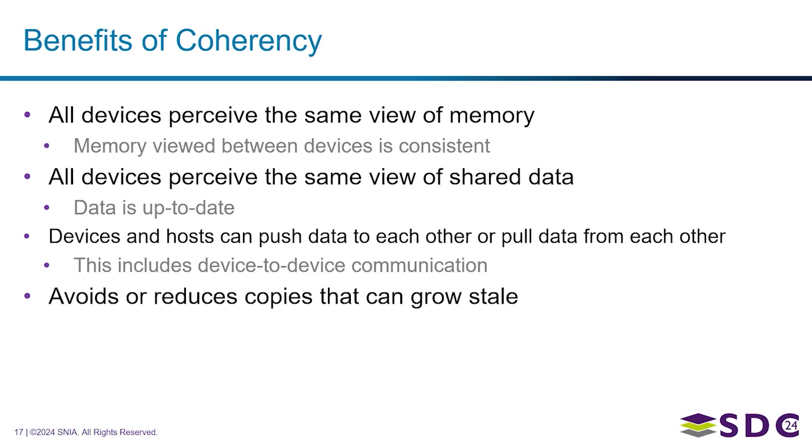Devices and hosts can push data to each other and pull data from each other. So if the host has a version that the device needs, or vice versa, we can send communication to one another and say, I need that, or give that to me, or make that request automatically. And this includes device-to-device communication, or peer-to-peer.